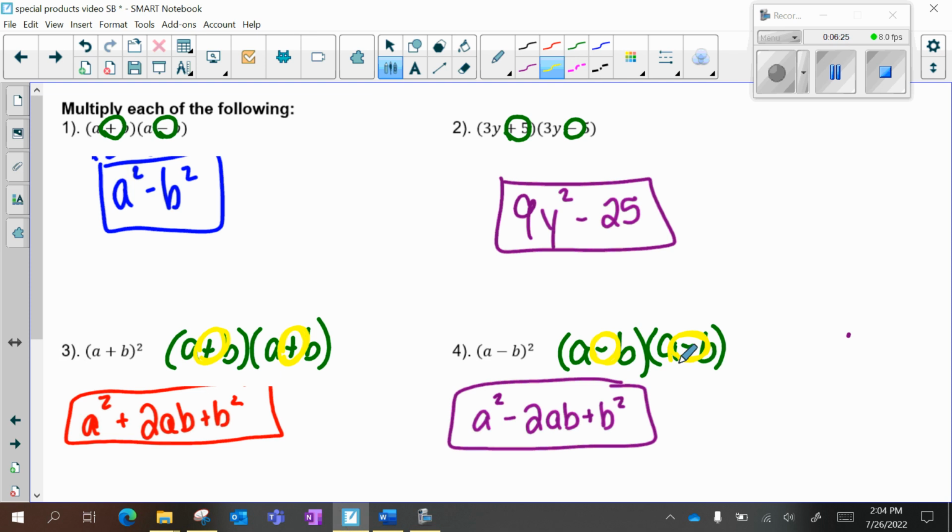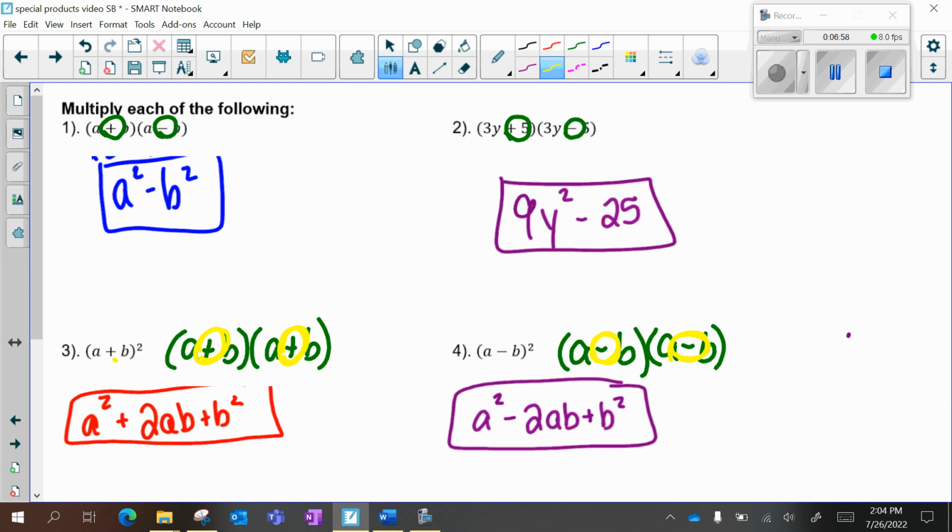Numbers 1 and 2 you may recognize. It's kind of the reverse of factoring, difference of two perfect squares. If you took the answer and you were asked to factor, that's what it would factor to be. Numbers 3 and 4 are special products. They are a binomial squared, and we're going to look at the special product rules for a binomial squared as well as a binomial cubed. But for right now, we're looking at a binomial squared. So there are two questions for you to try on your own using this rule.